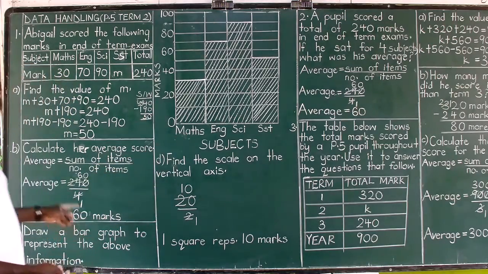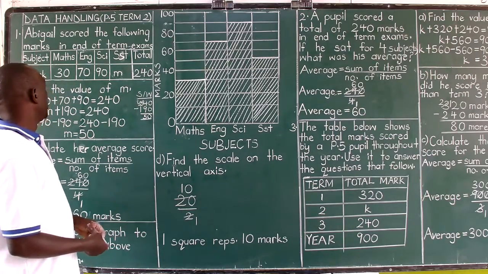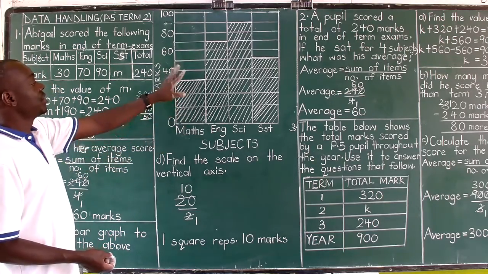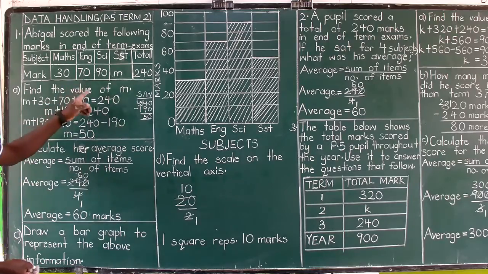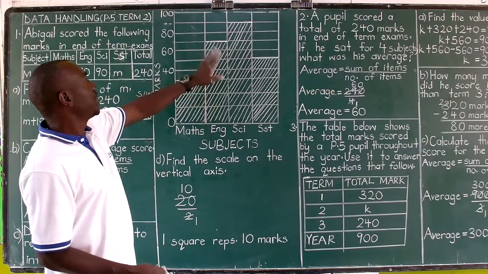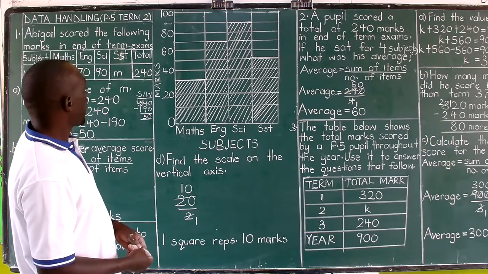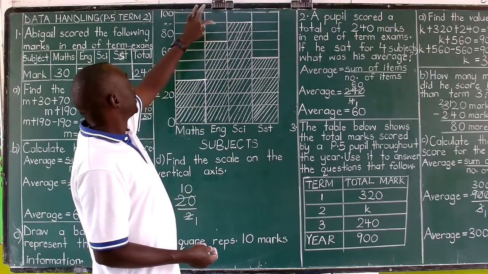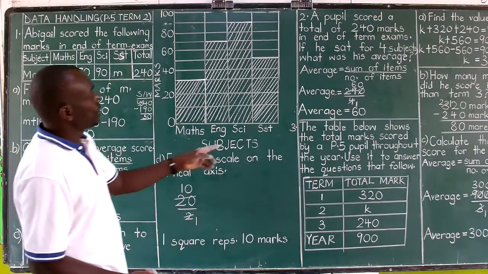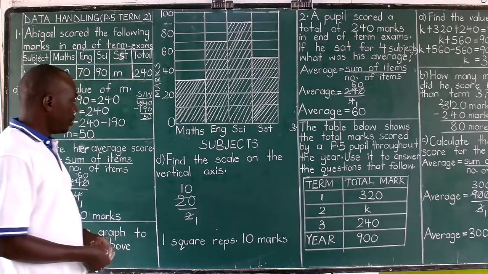The first subject is math, and the fact being that she scored 30 in mathematics. So you shade up 30, 10, 20, 30, you shade like that. You go to English, shade up 70, 10, 20, 30, 40, 50, 60, 70, you shade up 70. Then 90 marks scored in science, go as far as 90 and shade. Then lastly, SST, you go to 50, please shade up to 50, and you will have finished your graph.